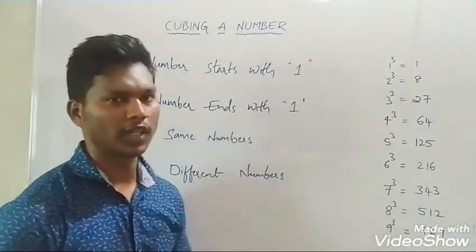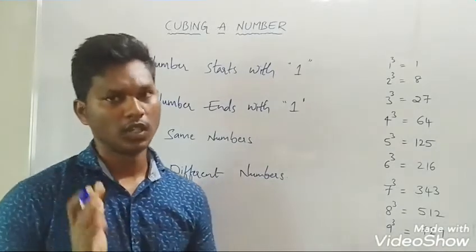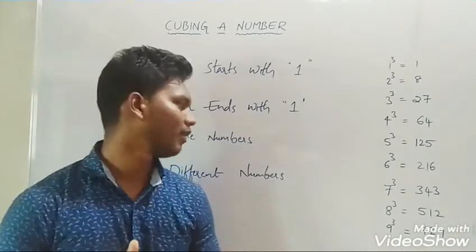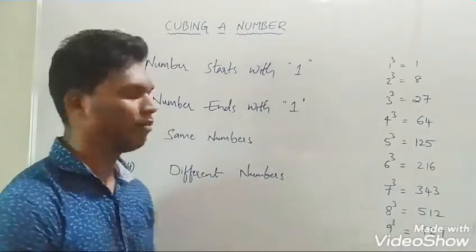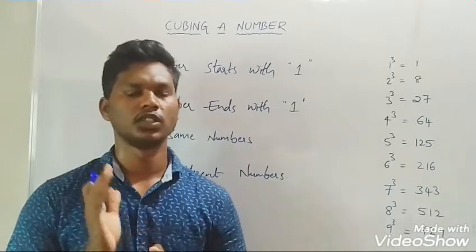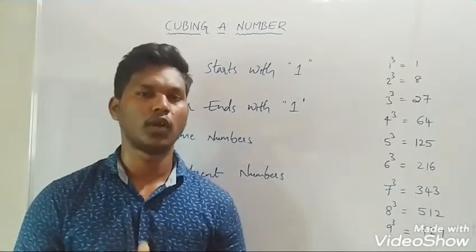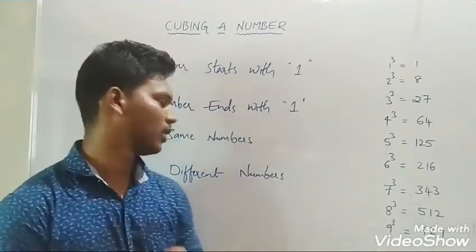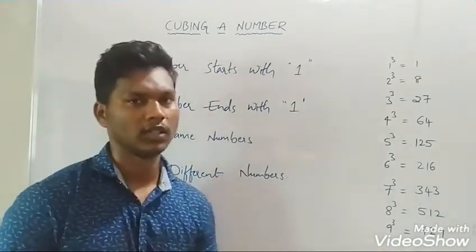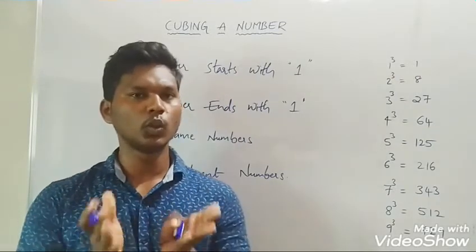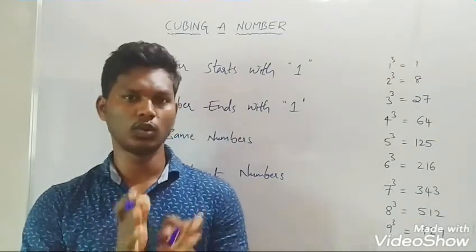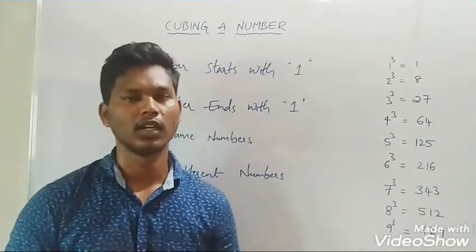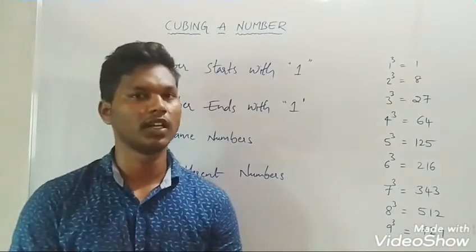Next, number ends with 1. What are the numbers which end with 1? 21, 31, 41. All these are numbers which end with 1. And the next one is same numbers. Same numbers means 22, 33, 44, 55, 66, right? And then different numbers, meaning 2 different digits. Suppose 24, 2 and 4 are different. Take 35, 3 and 5 are different. Take 61, 6 and 1 are different.